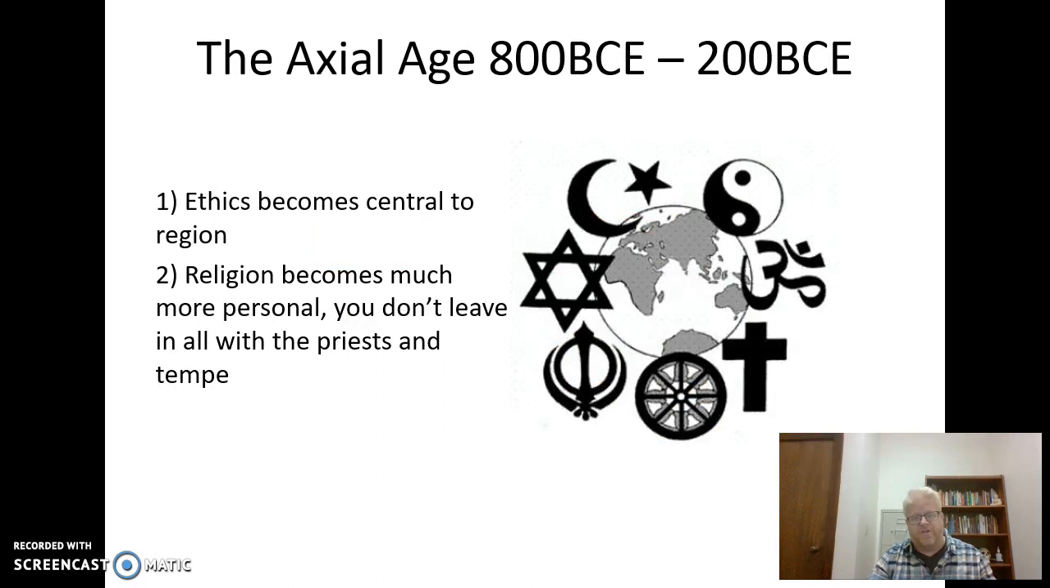The Axial Age, more on that later. For now, just note the dates on this slide and what the two points are: that ethics becomes central and religion becomes much more personal. And note that all of our major religions come out of the Axial Age, all of our major historic religions that we're going to spend most of our class on.